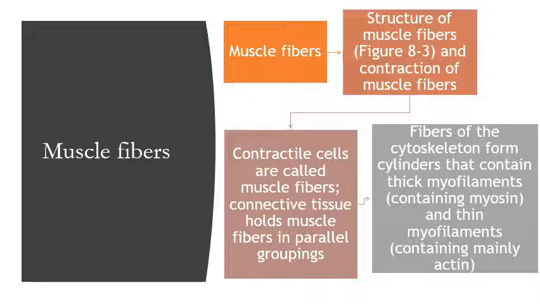Fibers of the cytoskeleton form cylinders that contain thin microfilaments and thick microfilaments. Okay, thick microfilaments contain myosin, and thin microfilaments contain actin. So you need to remember the difference between these two and what they have for active agents.